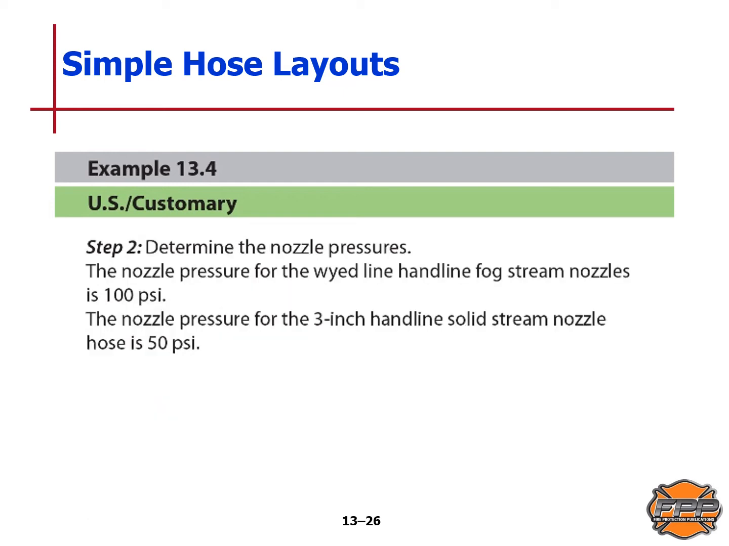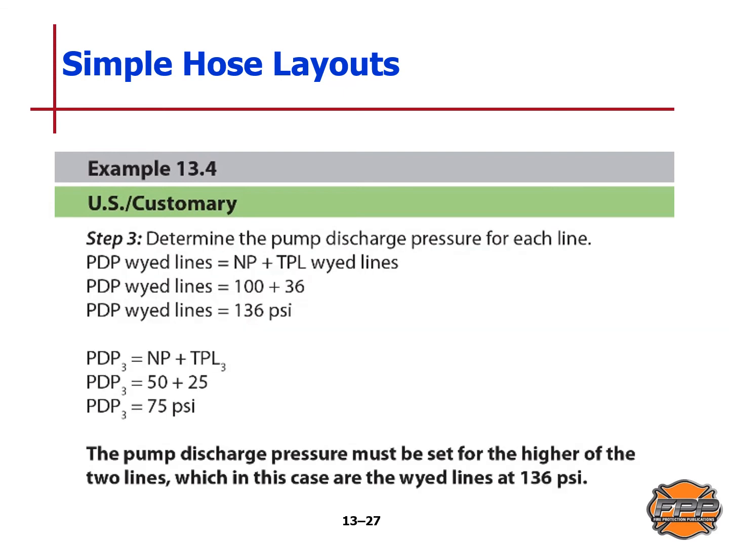Step 2. Determine the nozzle pressures. The nozzle pressure for the wide line, hand line, fog stream nozzles is 100 psi. The nozzle pressure for the 3-inch hand line solid stream nozzle hose is 50 psi. Step 3. Determine the pump discharge pressure for each line. For the PDP wide line, you have nozzle pressure plus total pressure loss wide lines. The PDP wide lines equals 100 plus 36, so your PDP wide lines is 136 psi.